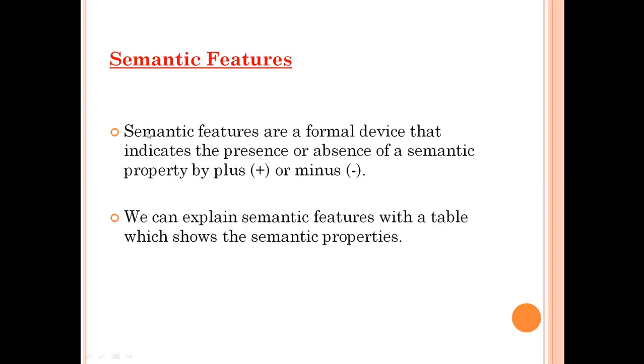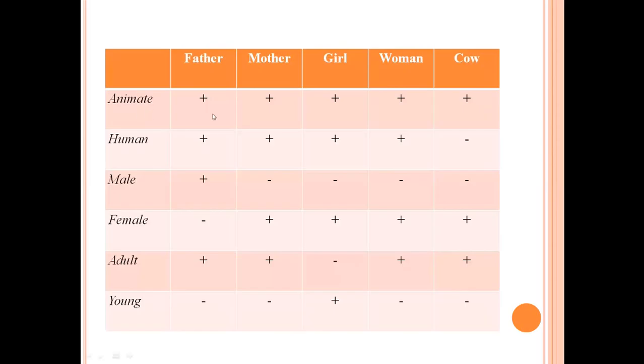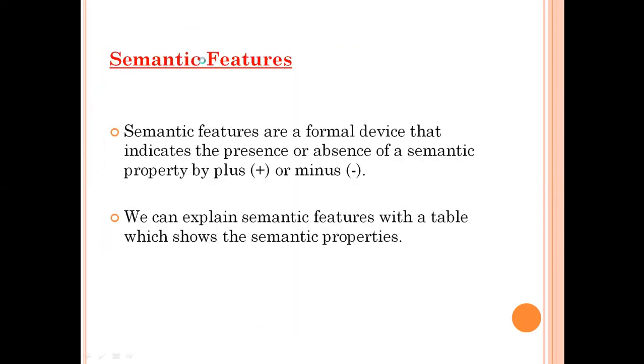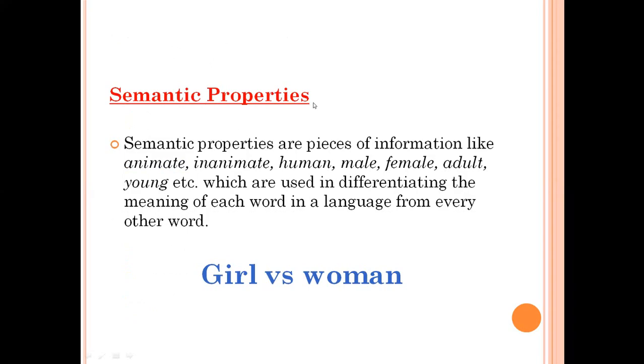Semantic features are a formal device that indicates the presence or absence of a semantic property by plus or minus. So by using plus or minus sign, we can show the semantic properties of words. And semantic properties are pieces of information like animate, inanimate, human versus animal, male, female, adult, young. These are called semantic properties.